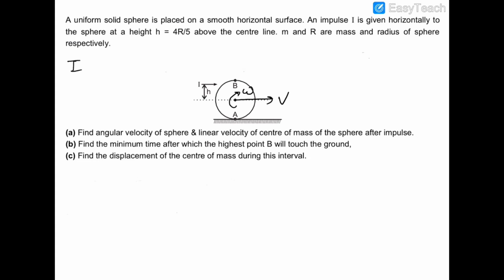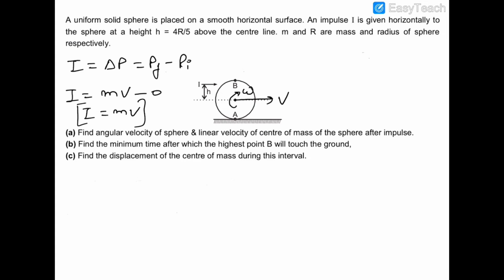So the impulse would be equal to change in momentum, and that would be final momentum minus initial momentum. So I would be equal to final momentum, which is mv, and the initial momentum is 0. So I would be equal to mv. Okay, so this is the impulse, and if we have to find out v, then v is I upon m.